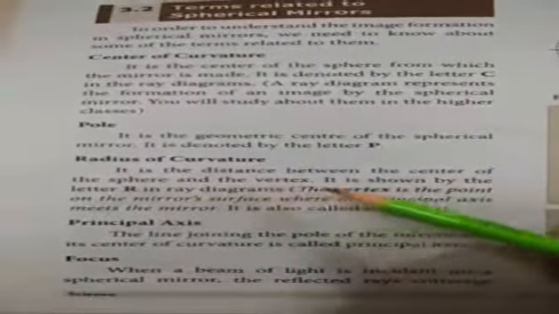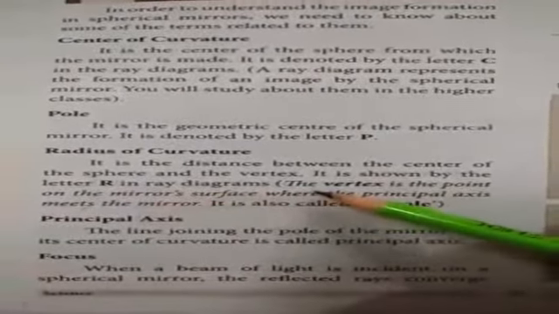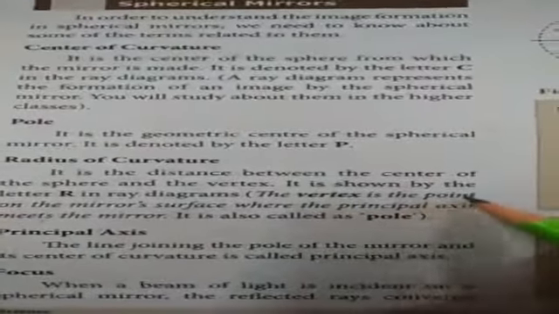Next, radius of curvature. It is the distance between the center of the sphere and the vertex. It is shown by the letter R in the ray diagrams. So, from the center, as you studied in maths, from the center to the sphere and the vertex, it is known as the radius of curvature and it is represented by the letter R. What is the vertex? The vertex is the point on the mirror's surface where the principal axis meets the mirror. It is also called the pole, as we studied earlier.